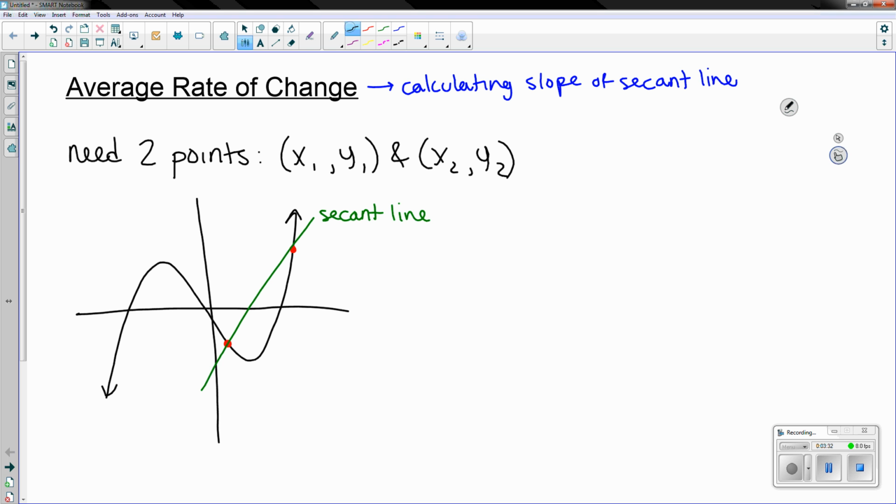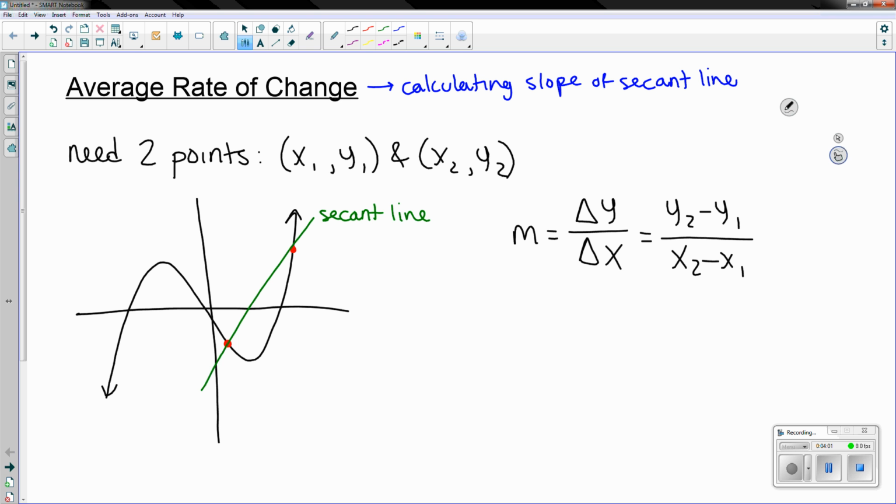So we know how to calculate slope. We know slope, which is often designated by the letter m, is our change in y over change in x. And we know that required 2 points. We know change in y is just the difference between the y values, and change in x is the difference between the x values. So this is our traditional slope formula that we use with linear functions.